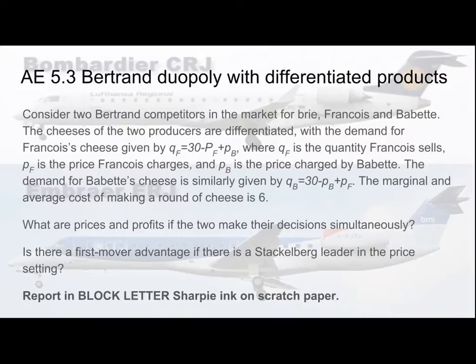All right, so let's go ahead and solve this. Actually, there's two parts to this. One is just the straight differentiated product Bertrand problem. And then the other one is sort of an interesting question: is there a first mover advantage if there is a Stackelberg leader in the price setting? And we get sort of a funny answer to that question. I'll get there eventually.